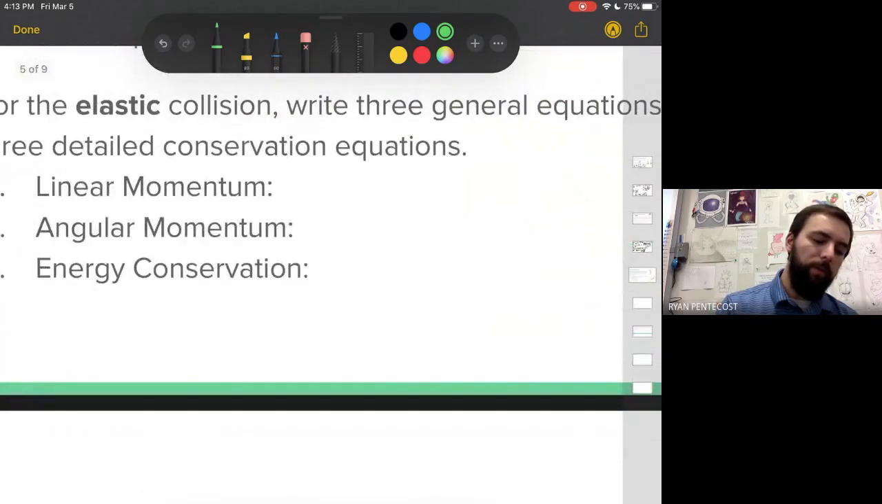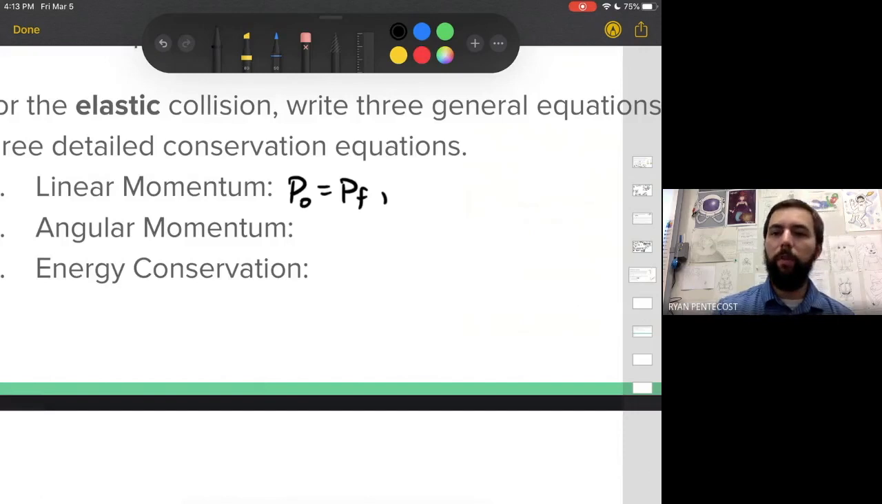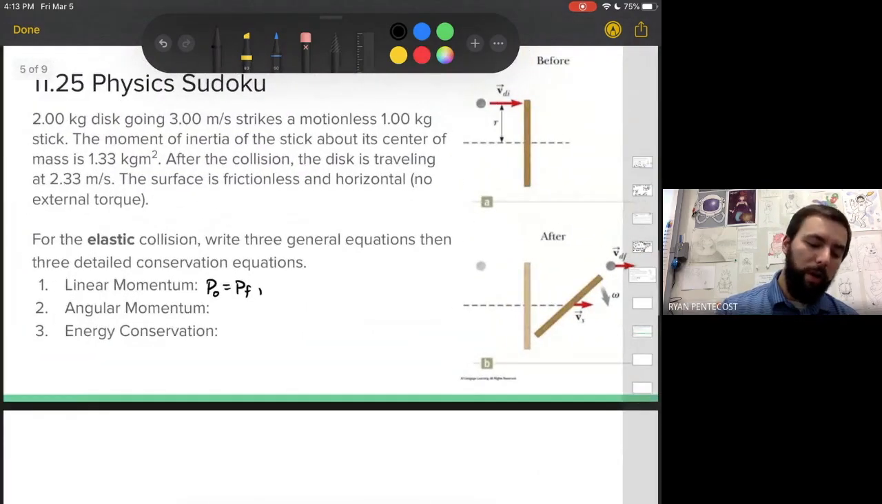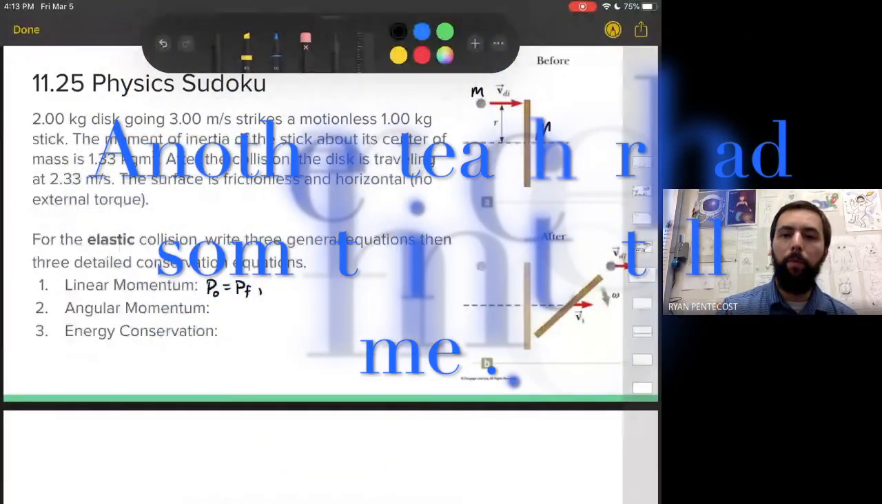I don't know if I'll be able to fit this here, but we're going to give it a shot. So for linear momentum, okay, that is P initial equals P final, right? But for the detailed information here, our initial momentum is, I'm going to use a little mass for the disk and a capital mass.